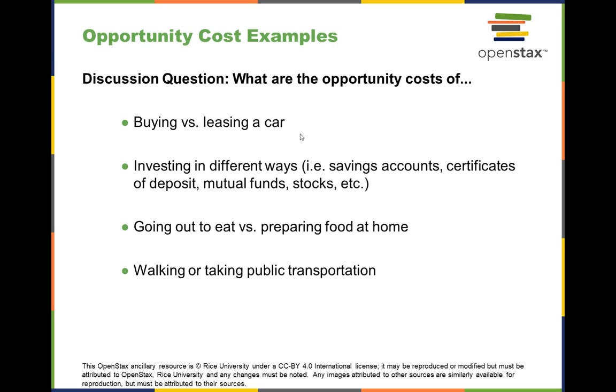What are the opportunity costs of buying versus leasing a car? Investing in different ways. Going out to eat versus preparing food at home. Walking or taking public transportation. This one, the opportunity cost of public transportation is not just walking, but the exercise you would get from doing it, for instance. Investing in different ways.